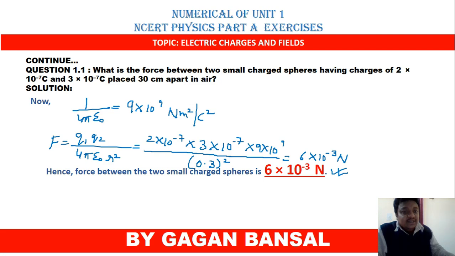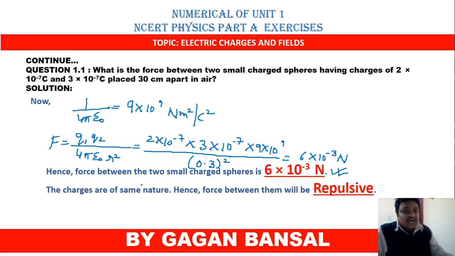Also, since you can see that Q1 and Q2 both are positive, they will have a repulsive action between them. So the charges are of the same nature, hence the force between them will be repulsive. I hope it is clear. This was the easiest numerical of the NCERT Physics Part A exercises of Unit 1, that is electric charges and fields. So this way we will be solving all the numericals.